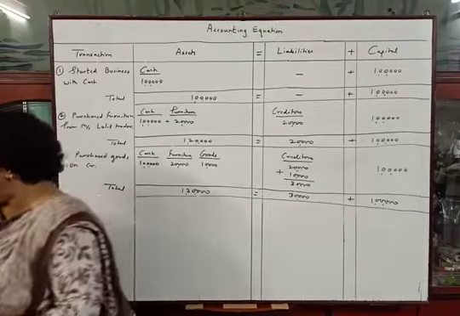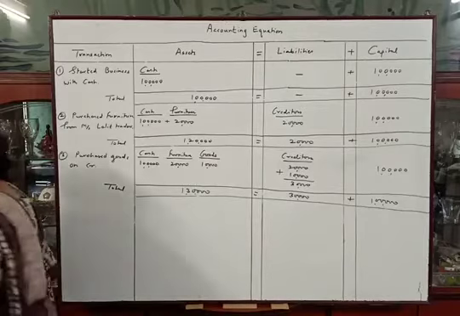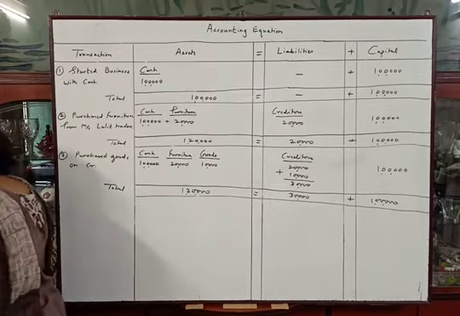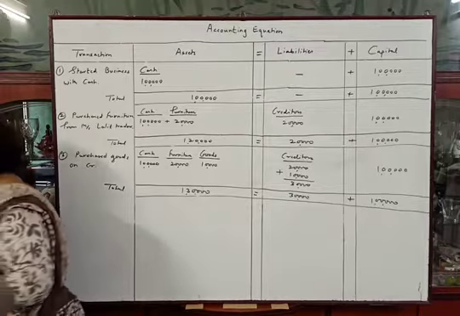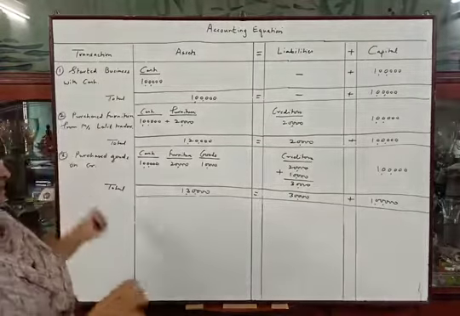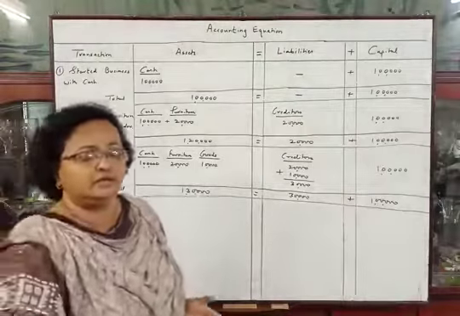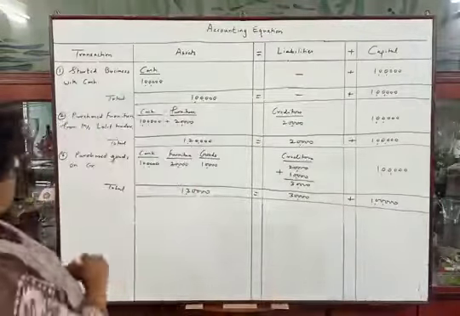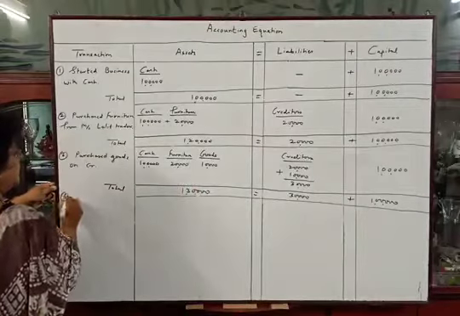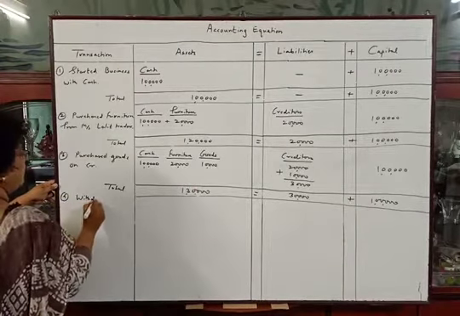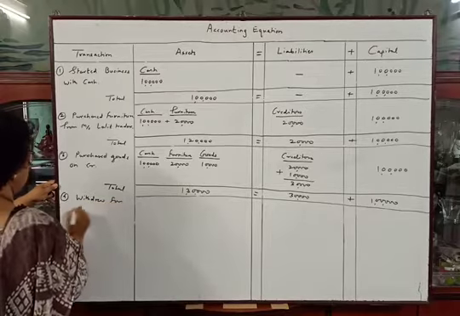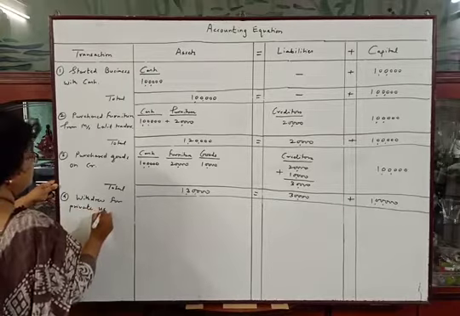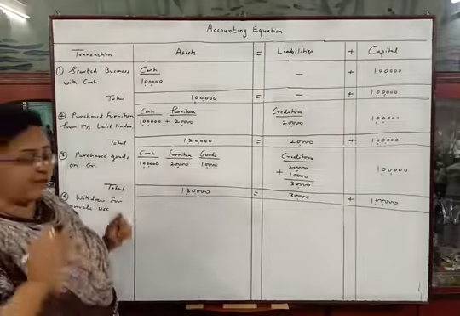Now the next transaction. Next transaction is withdrew for private use rupees 2,000. Withdrew for private use rupees 2,000. It means the owner is withdrawing rupees 2,000 cash for his personal use from the business. Okay. So fourth transaction, withdrew for private use. Amount withdrew for private use.